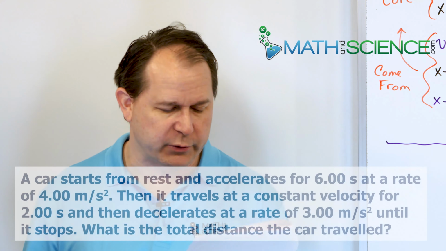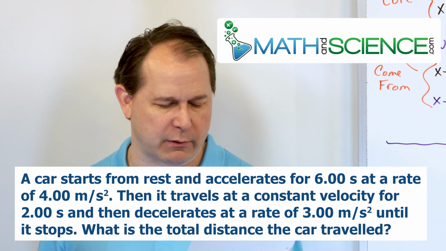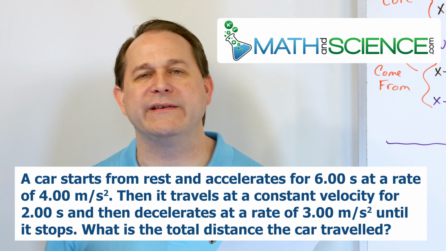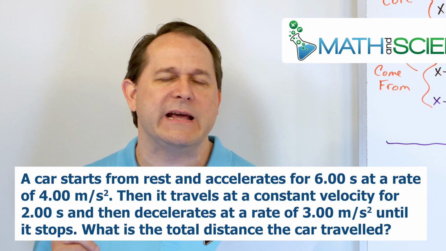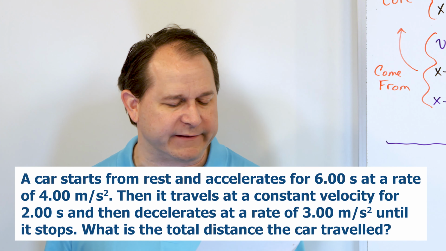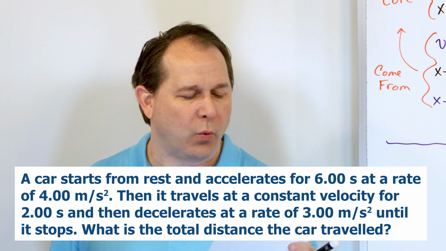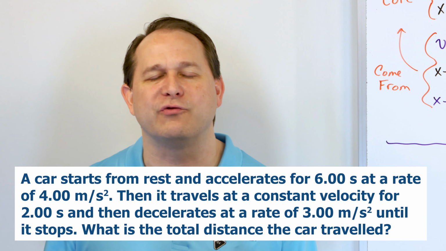So let's read it and talk through it. It says, a car starts from rest and accelerates for 6.0 seconds at a rate of 4.0 meters per second squared. It then travels at a constant velocity for 2.0 seconds, and then it decelerates at a rate of 3.0 meters per second squared until it stops. What total distance did the car travel?